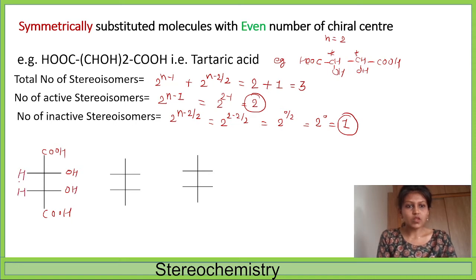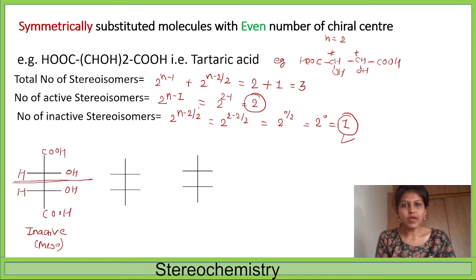Okay, so there is a plane of symmetry present over here, right? So this is optically inactive. It is optically inactive, and there are 2 chiral centers, so it is a meso compound. So what is meant by a meso compound? It is optically inactive, it has the presence of a plane of symmetry, and a minimum of 2 chiral centers is present, that is known as a meso compound. So here we can say one meso compound is present over here.